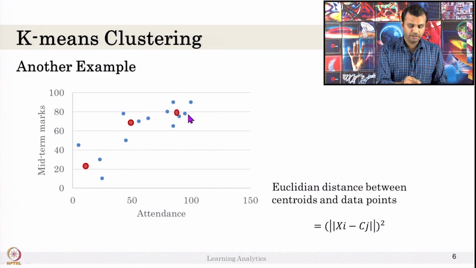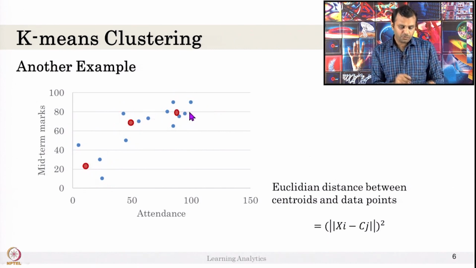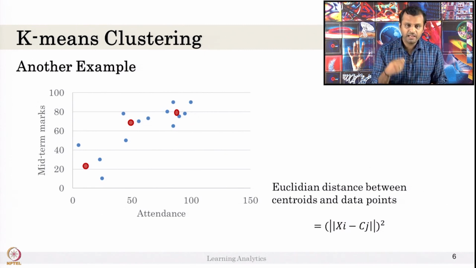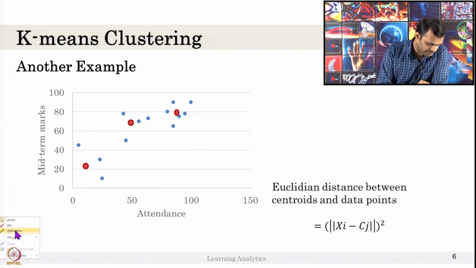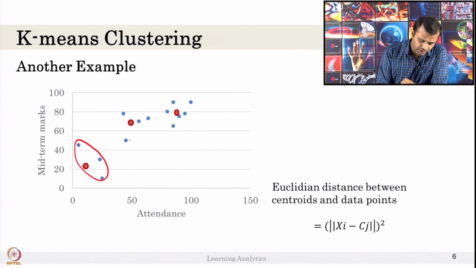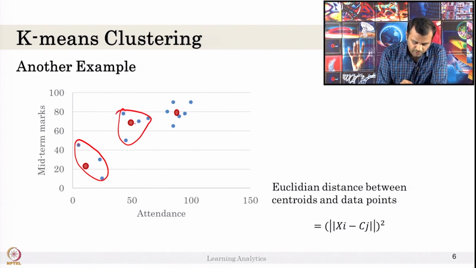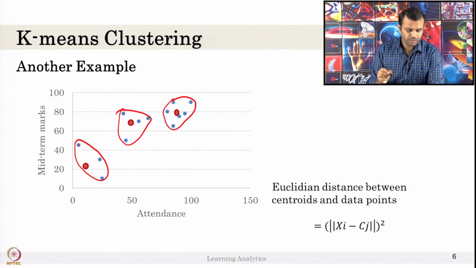So, now the centroids have moved here. After moving this, again compute the Euclidean distance of the centroids to all the data points. Obviously, these 3 points are very close to this. So, this is one cluster, and these points are very close to this cluster, and maybe this is close to this cluster. So, there are 3 clusters formed as of now.